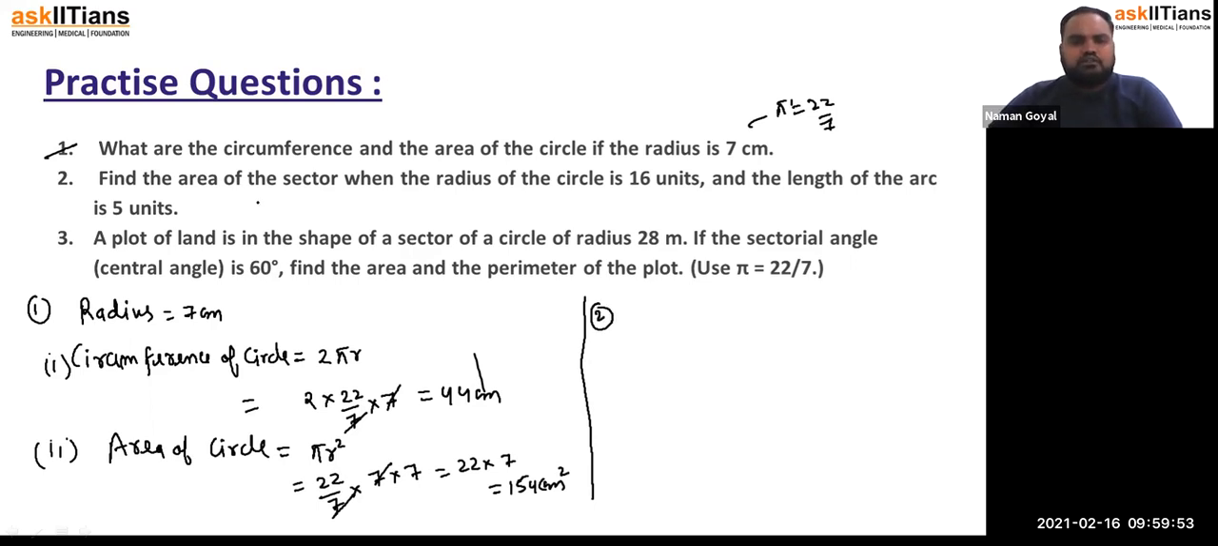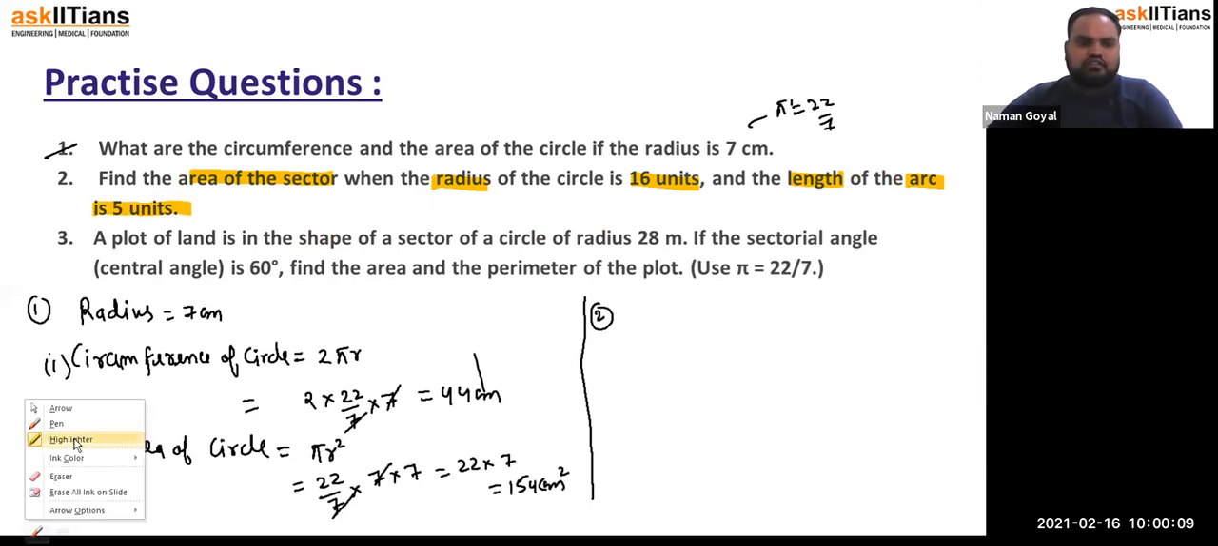Find the area. Let me read the question. Find the area of the sector. The question is asking for the area of the sector when the radius of the circle is 16 units and the length of the arc is 5 units.